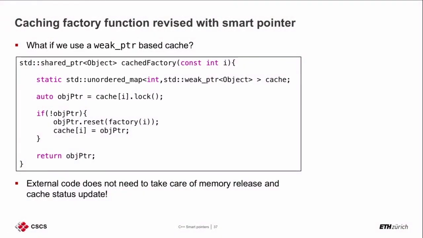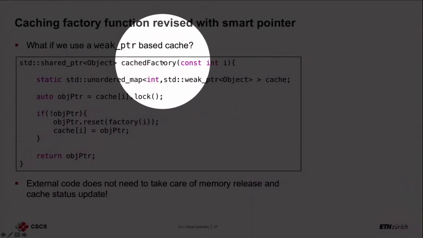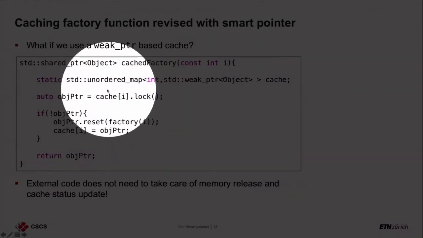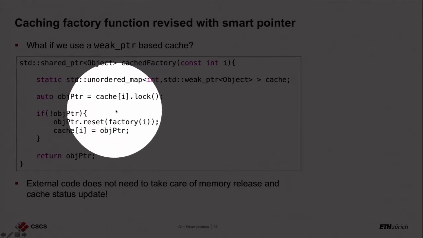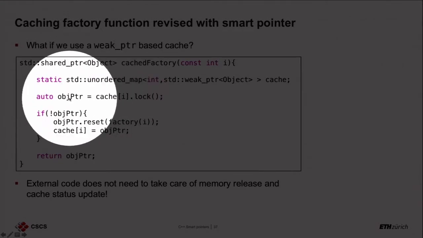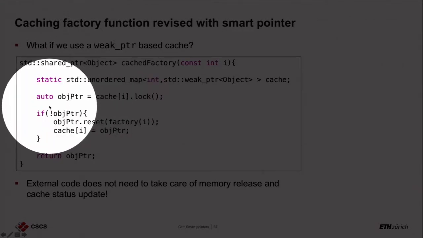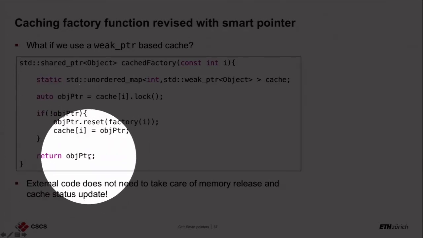It's basically identical to the previous example, with some steps that are done automatically for you. So let's say that you try to create an object with a given input, an integer input. The first operation is the access to the cache. If a weak pointer for that particular input parameter already exists, then this cache element is valid, and the lock function will give you a valid shared pointer. So if the shared pointer is valid, then you will skip this whole if block, and the shared pointer will be returned by the function.